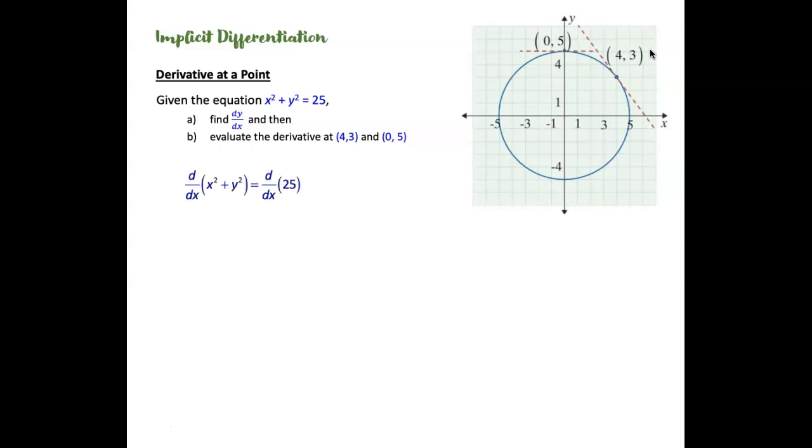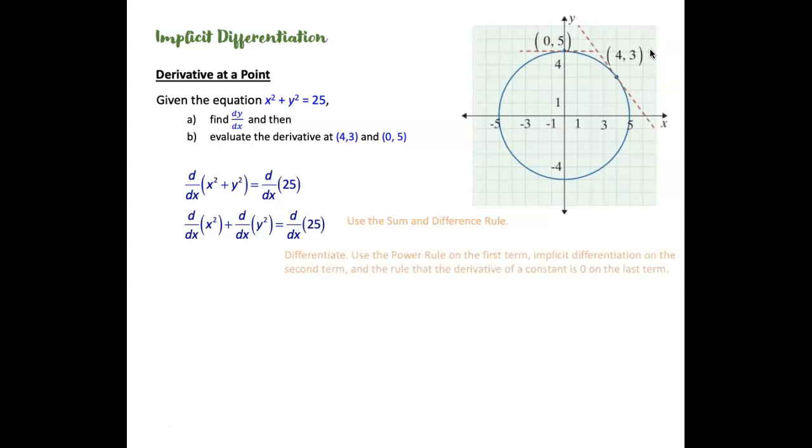All right, so again, we're going to differentiate both sides, and we can use the sum and difference rule. Again, that separates the x squared plus y squared into d/dx of x squared plus d/dx of y squared is equal to the derivative of 25. See if you can think of what that's going to be before I hit the button. All right, we're going to differentiate.